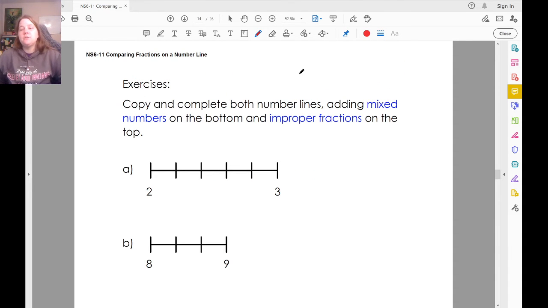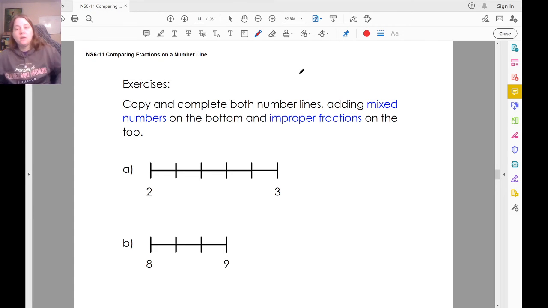So they want you to complete both number lines, adding mixed numbers on the bottom and improper fractions on the top. You go ahead, try this on your own. Look at the whole number, look at how many it's split up into, and then we'll talk about it when you come back.